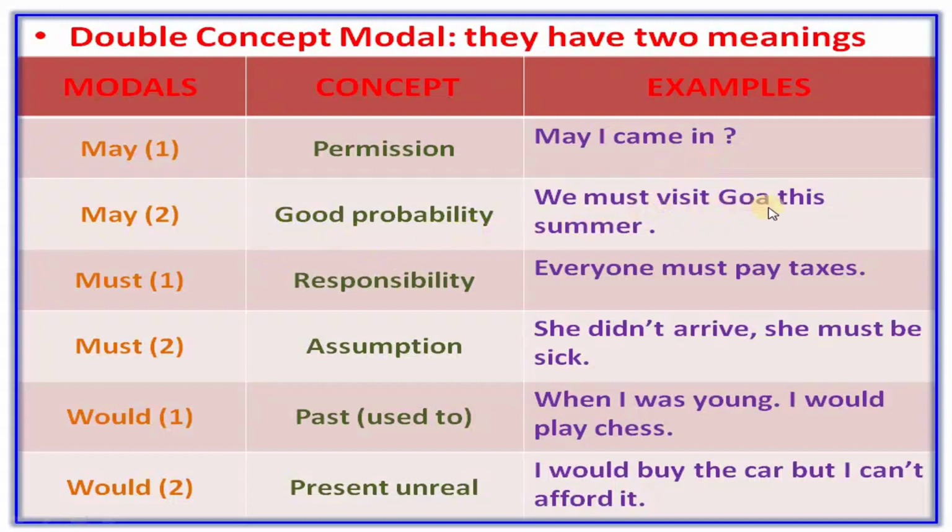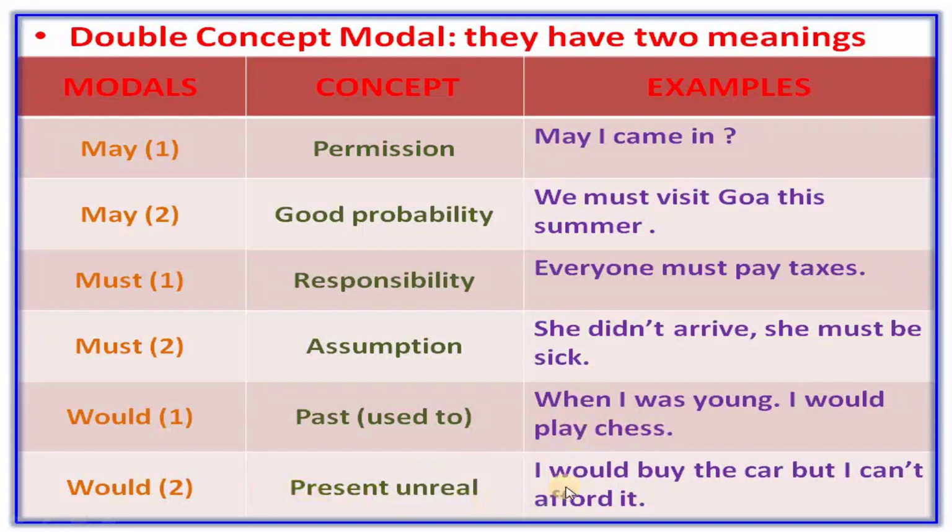We may visit Goa this summer. Must: responsibility. Everyone must pay taxes. Next one, must, that is double: assumption. She didn't arrive. She must be sick. Would: past use. When I was young, I would play chess. When I was younger, I would play chess.